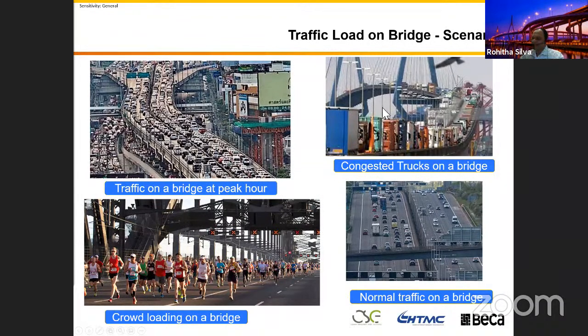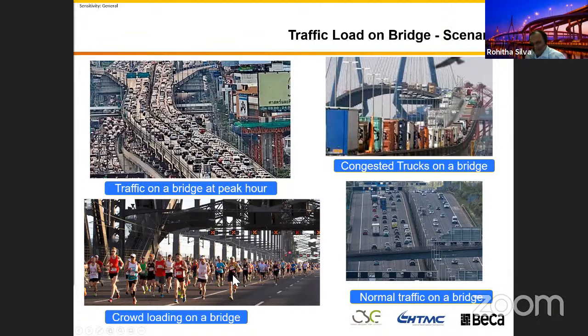So you go to the one on the right-hand side top. It's on a cable stay bridge, the congested trucks on a bridge, right? If I just give you one example, you can say the average weight of a car is 2 ton, but the average weight of a truck is 70 ton, 35 times higher, right? So when we go to the bottom left, you can see this is the Sydney Harbour Bridge.